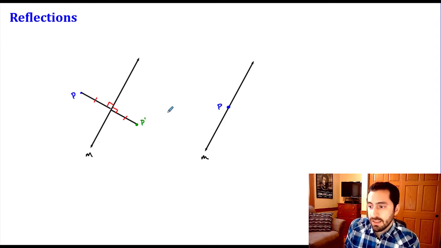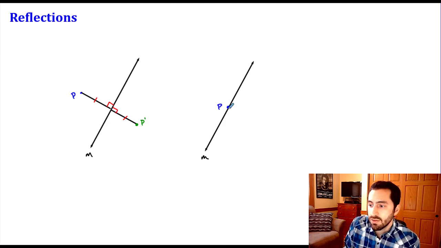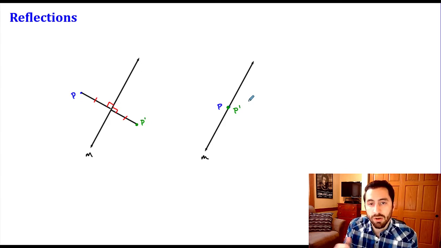In our second case, point P is on top of line M. Now, I can't draw a perpendicular bisector here, right? There's no way that I can fit a segment in there because the line goes right through my point. So instead, what happens is point P actually just flips on top of itself. So my image is actually right where we started. So P and P prime are right on top of each other. They don't move.